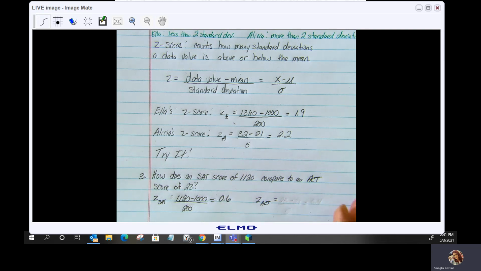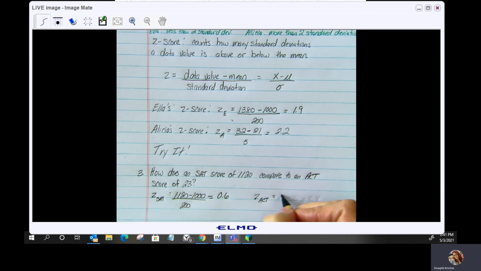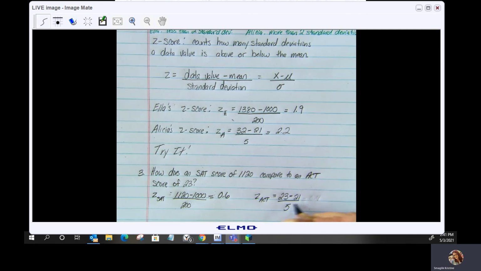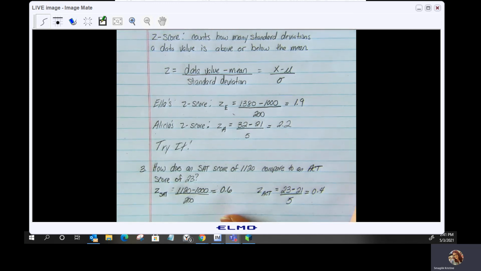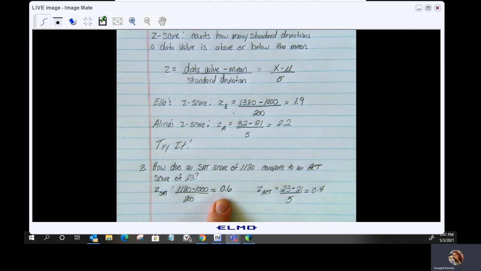Looking at the z-score of that ACT, my data value is 23 minus the mean, which was 21, divided by 5. 5 was the standard deviation, and we get 0.4. Now, both of these are positive, so that means this SAT score is 0.6 standard deviations from the mean, and the ACT is 0.4 standard deviations from the mean. Therefore, this SAT score is better than the ACT score.